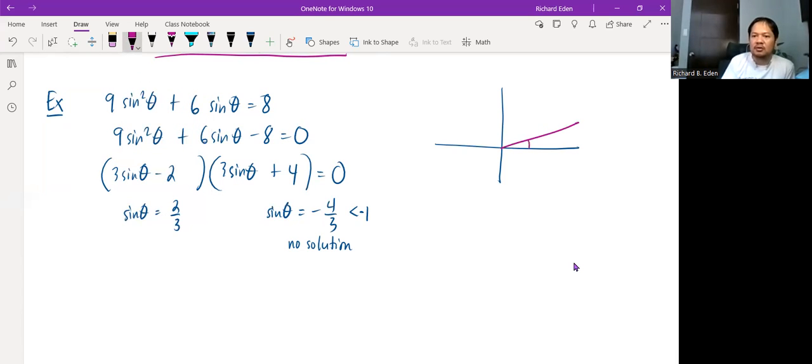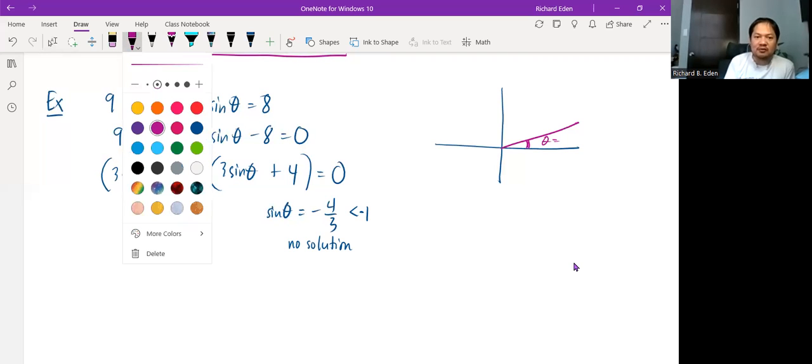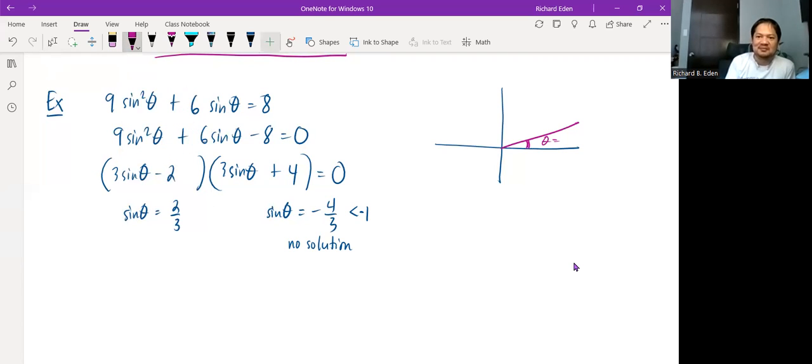Okay. No solution in the first quadrant, what is it? Is there a special angle? None. Now you can use your inverse trig functions. Arcsine. All right, but I don't need an approximation. Sine inverse of two thirds will be fine.